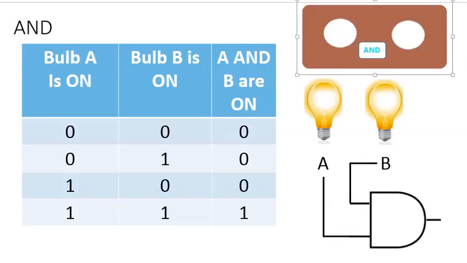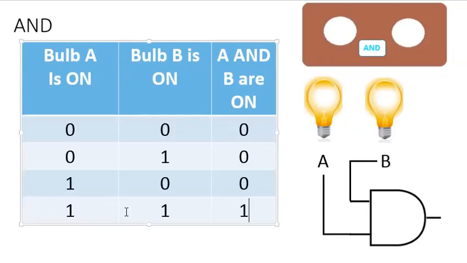So, we can summarize what has happened here. The only time we actually got a true statement out of the AND operation was when both bulb A and bulb B was in fact on. Both the statements had to be true. If either one of the statements was false, or even if both were false, we got a false out.